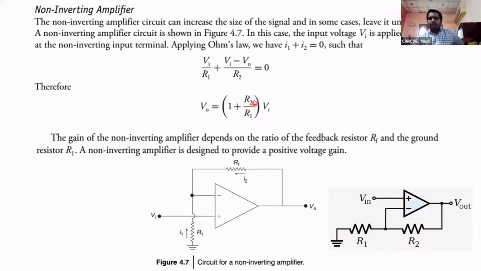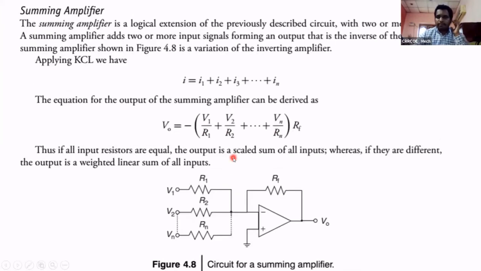R2 by R1 decides the gain of the amplifier, that is 1 plus R2 by R1, always more than 1, more than unity. And it is a positive output in the case of a non-inverting operational amplifier. Once again, check the voltage division rule, R1 by R1 plus R2. Just rearrange that equation and you get V0 is equal to 1 plus R2 by R1 into Vi. This is the voltage gain of the non-inverting type operational amplifier.